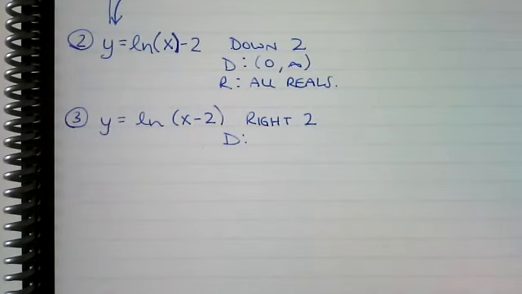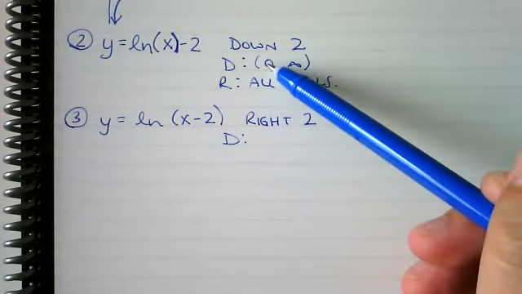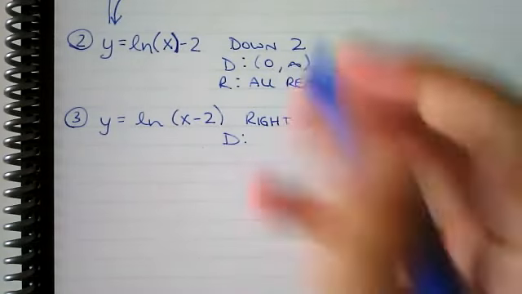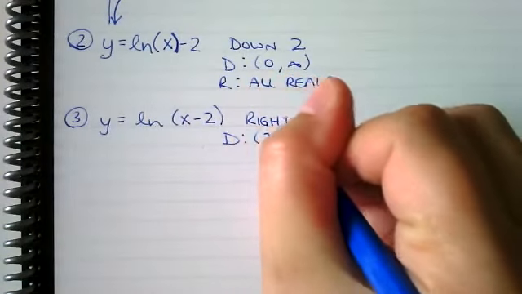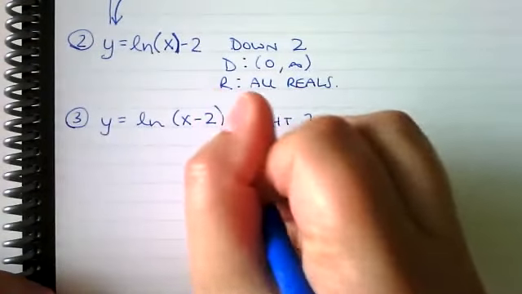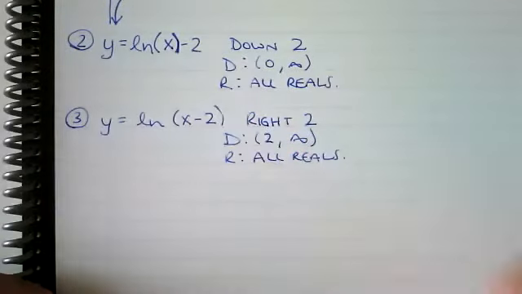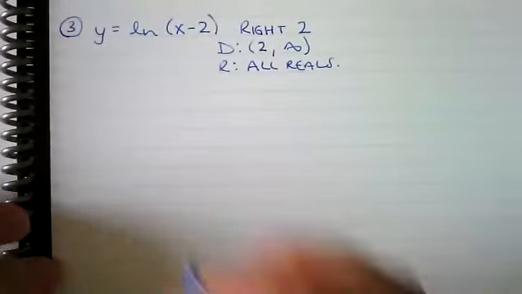So if I was going from 0 to infinity, and then I shifted right 2, now instead of having an asymptote at 0, it's going to have an asymptote at 2. So I'm going from 2 to infinity because I shifted everything to the right. So instead of being at 0, I shifted it 2 to the right, which means it's from 2 to infinity now. And then again, range has not changed. Okay. Number 4.